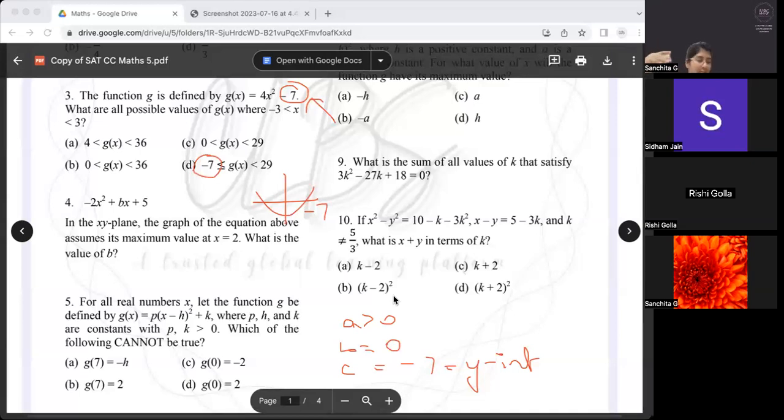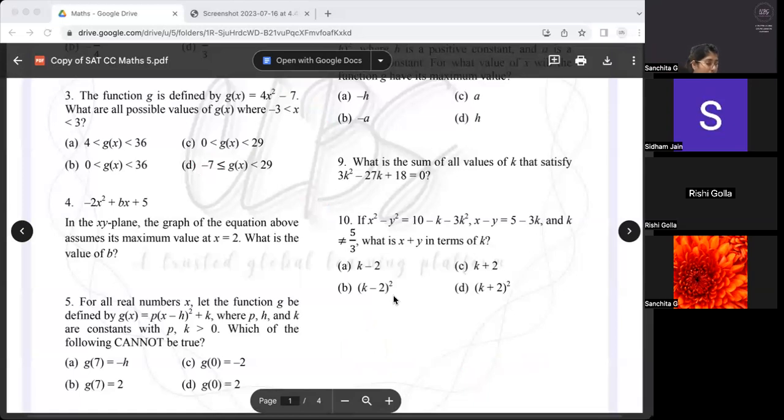Good question. Good question. I would really appreciate this type of question. Yeah, it's easily like 740, 50 plus. Any doubt? Yeah, Rishi, any doubt? No doubt, ma'am. Clear now? Okay. All right.